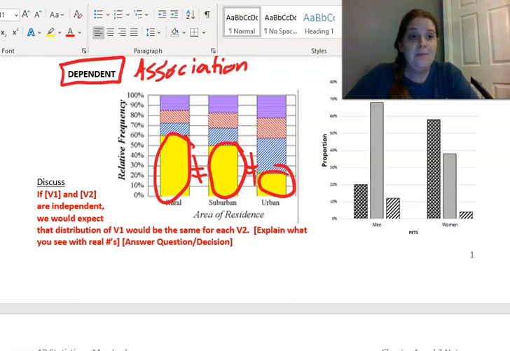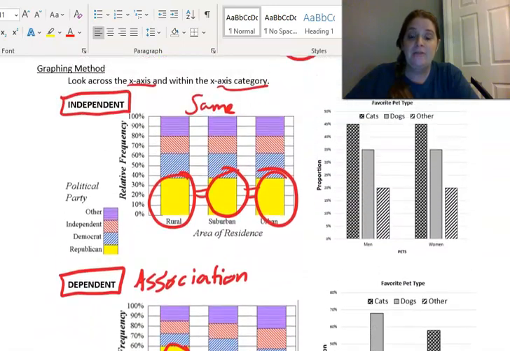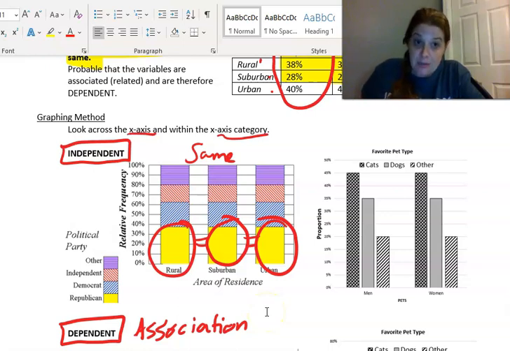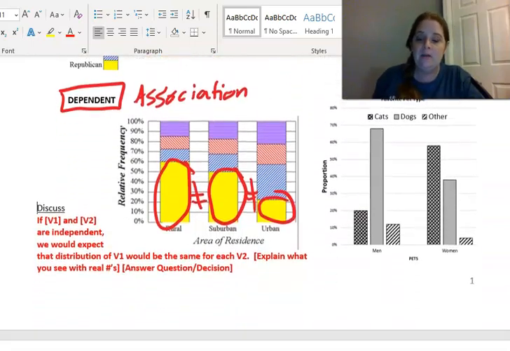Now, if I was having that same argument up here in the first picture, I would say if political party and residence were independent, we would expect the distribution of political party to be the same across all categories of residence. It does appear to be the same, with Republicans approximately 38%, Democrats about 28%, etc. And I would give those percentages for each area of residence. So it appears that political party and residence are independent. So that's the argument that we want to make here.